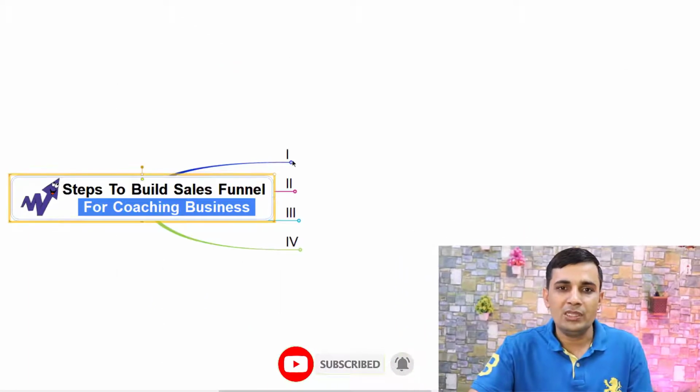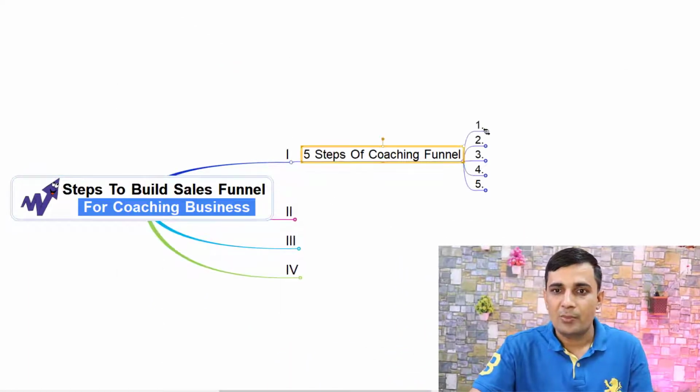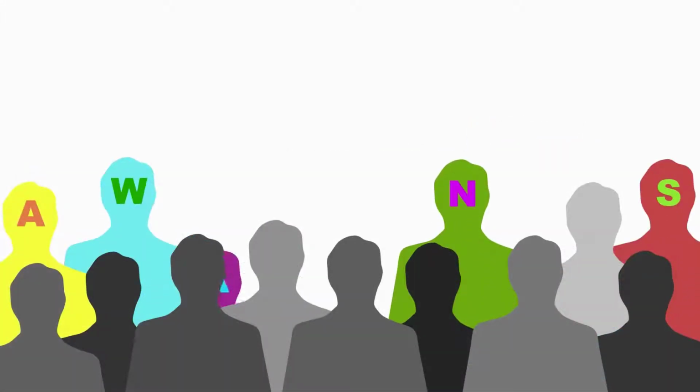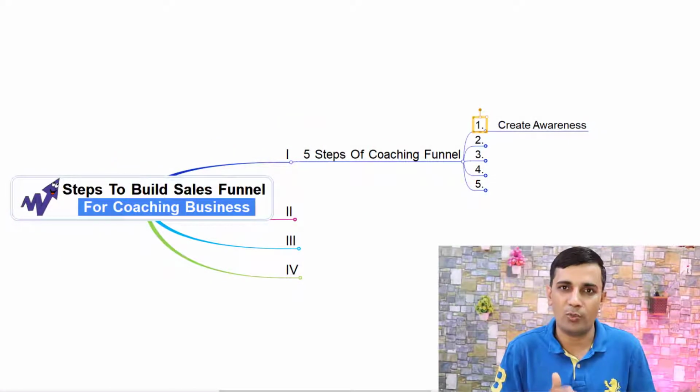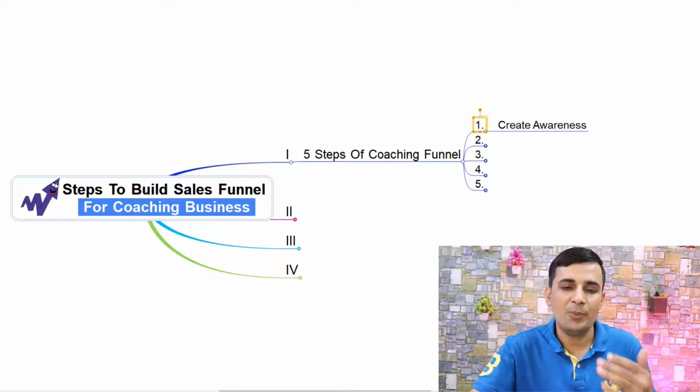So the number one thing is I will tell you 5 steps of the coaching funnel. The first step of the coaching funnel is create awareness. Unless your prospects are aware of what you are selling, what you are coaching them, how they will become your customer, how they will buy your products. So the first step of your funnel should be awareness about your products, about your solutions, so that people can know what you are providing to them.